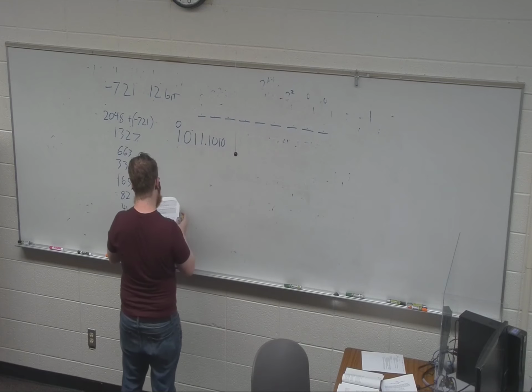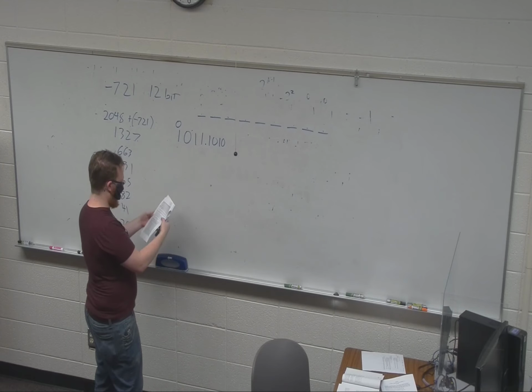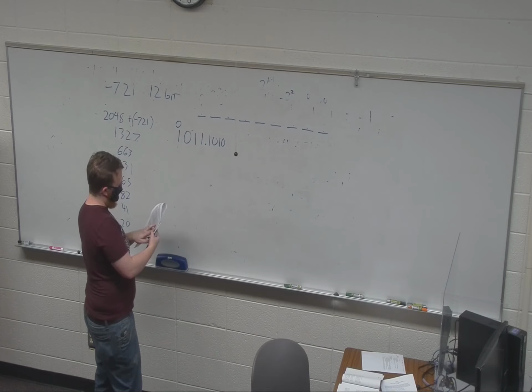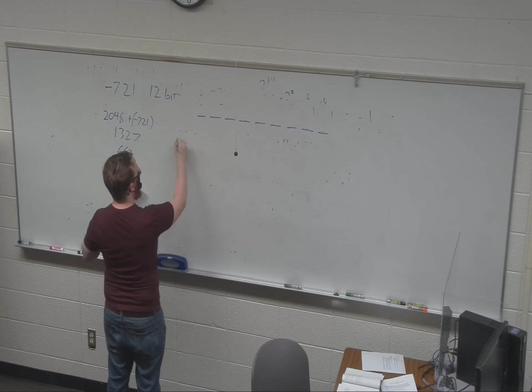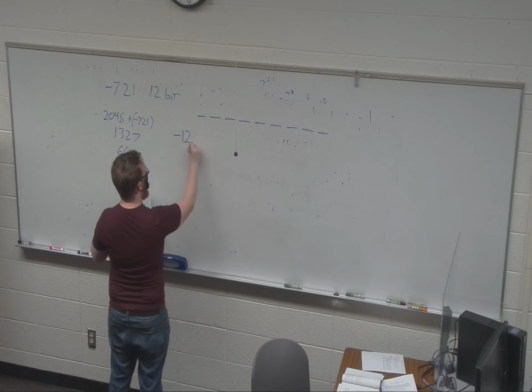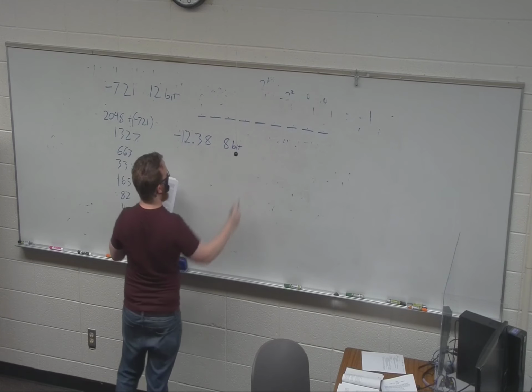Oh, this is a really lame example. Give me a second. This is a good way of doing it. Okay, let's convert negative 12.38 to an 8-bit 2's complement.